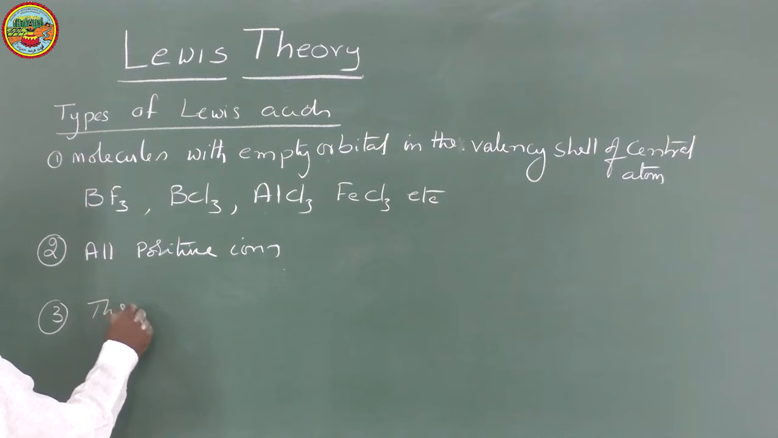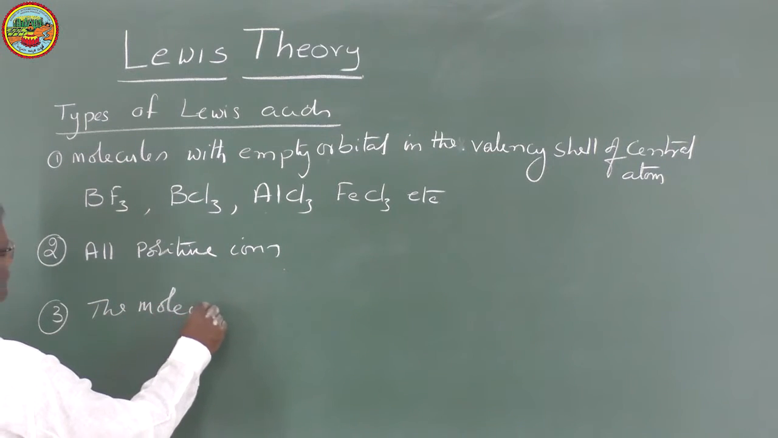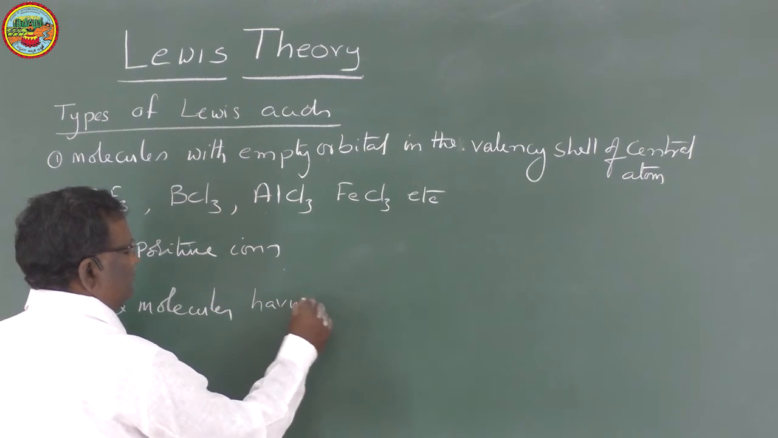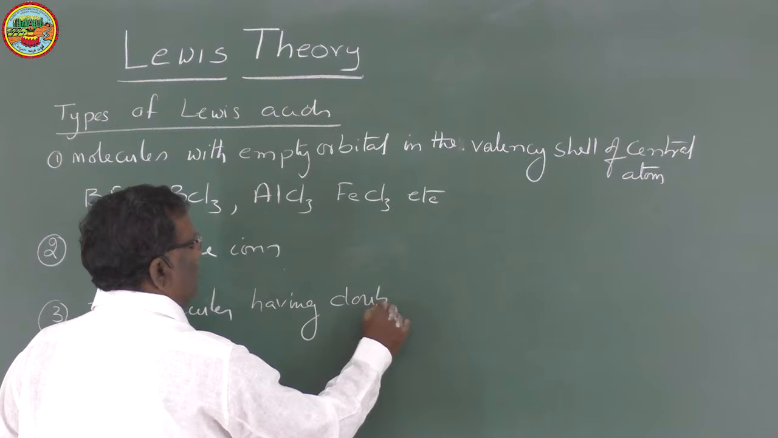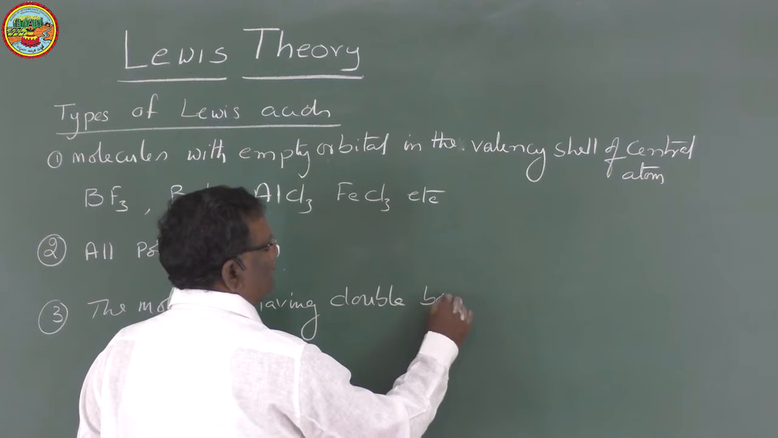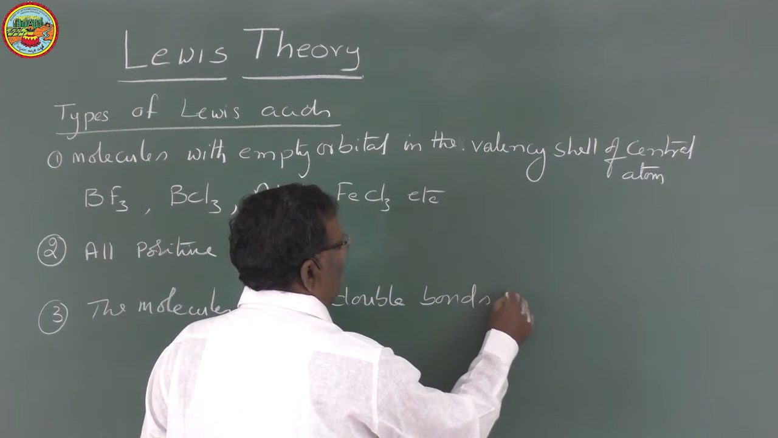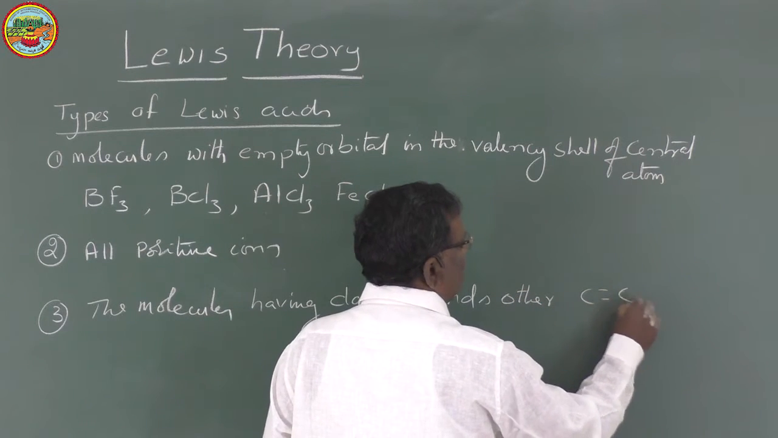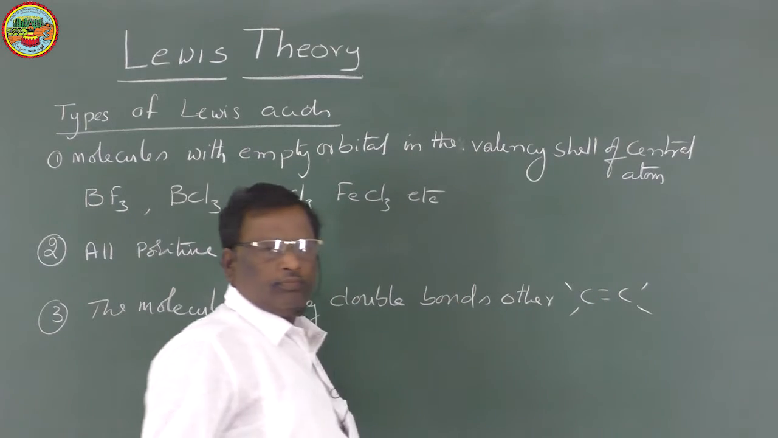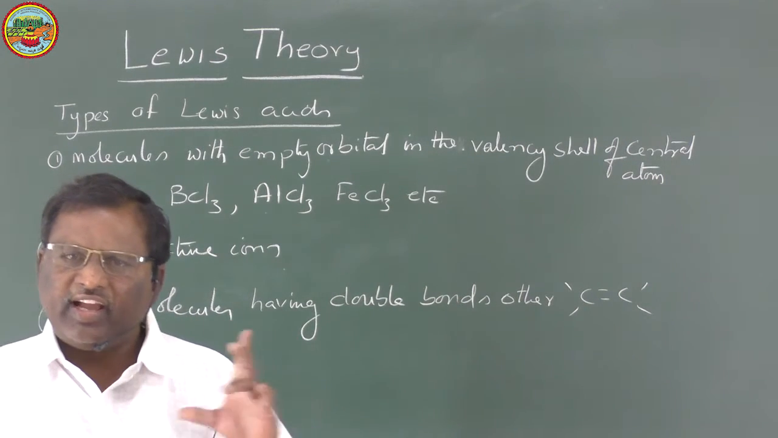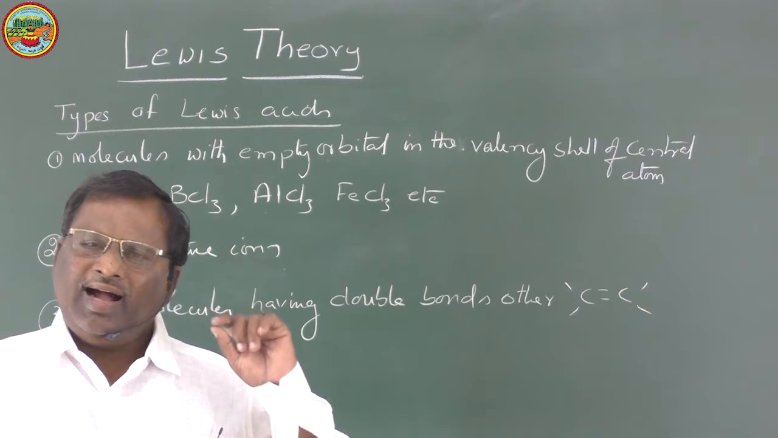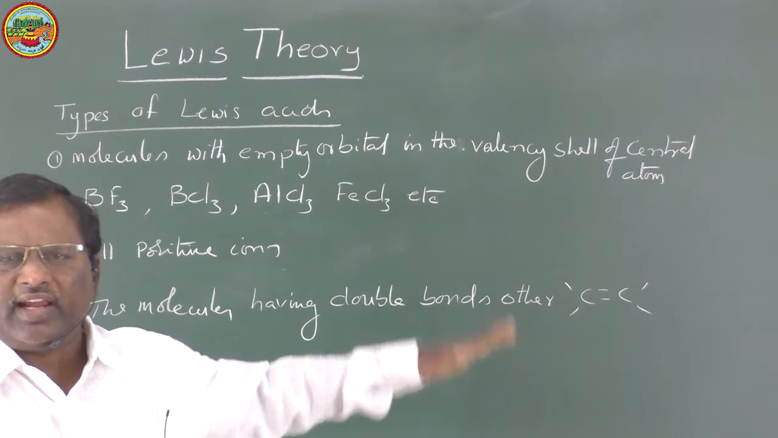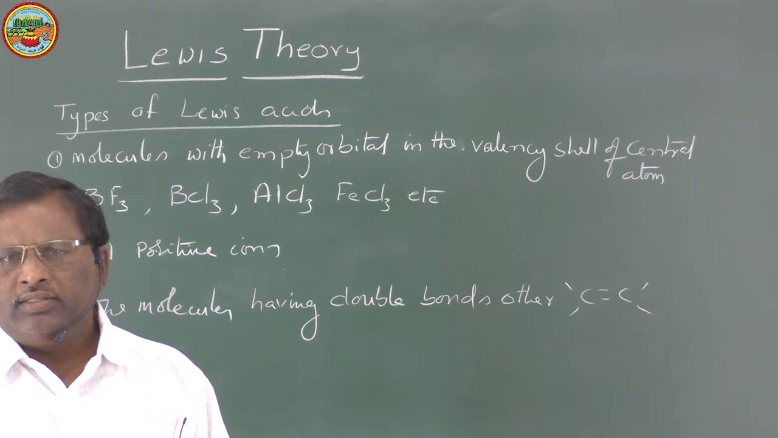the molecules having double bonds other than C double bond C. The molecules which are having double bonds other than C double bond C are considered as Lewis acids. These are the three categories of Lewis acids.